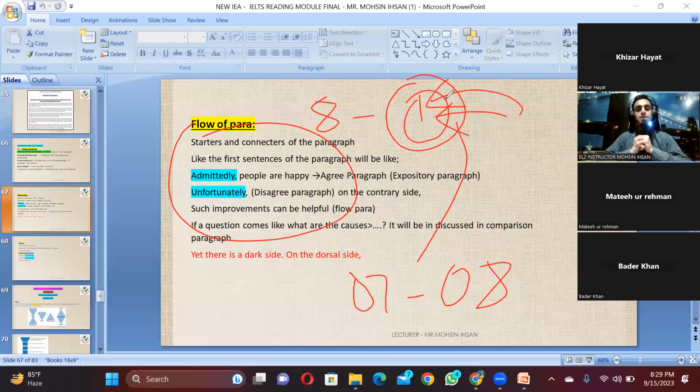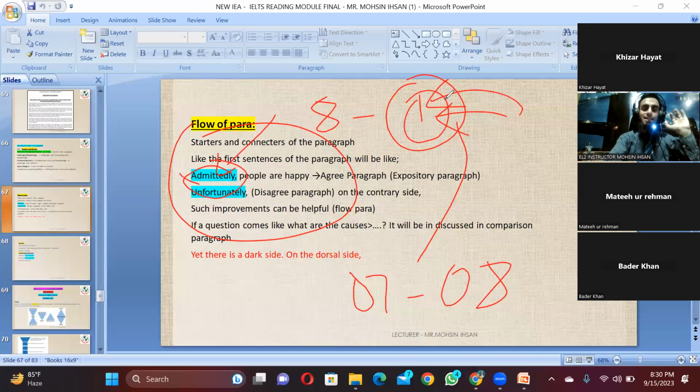Now, next are some connectors. Guys, when you become good readers, you would understand from only a single word. By reading only a single word, like the initial first word of each sentence, you would get 100% of the meaning.